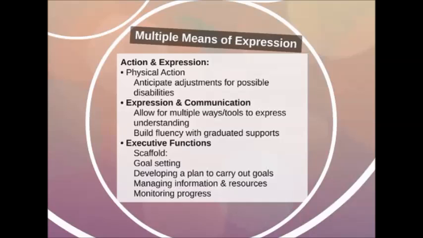Here's a checklist of the multiple ways that we can allow for expression. The strategic network controls action and expression, which includes physical action. We can anticipate adjustments for possible disabilities. It also includes expression and communication. We can allow for multiple ways or tools to express understanding and build fluency with graduated supports.